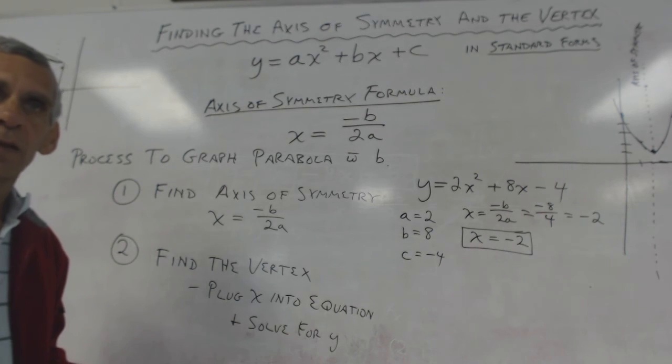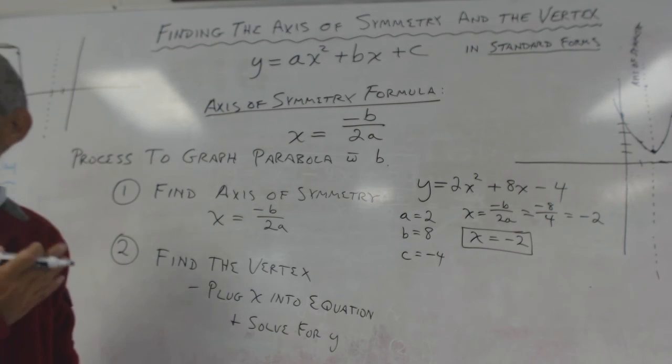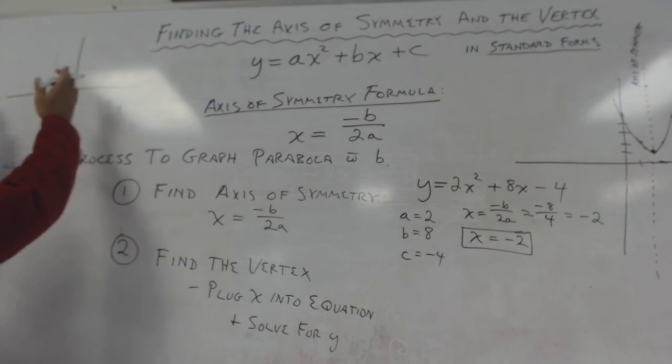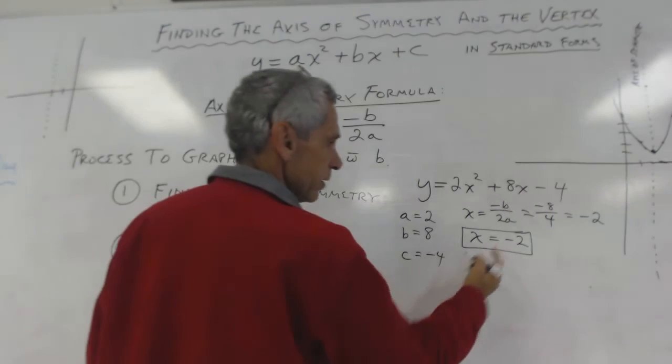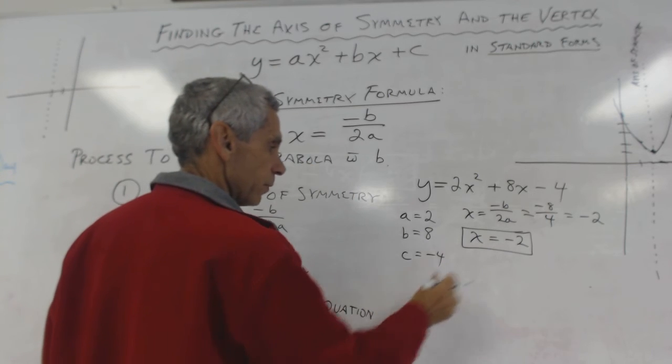Does it always have to be a dashed line? I like to do it as a dashed line because it reminds me that's not the y-axis, right? It's just my axis of symmetry, okay? And I know that somewhere on that line, x will be negative 2 and y, I don't know what it is, so I'm going to plug it in.